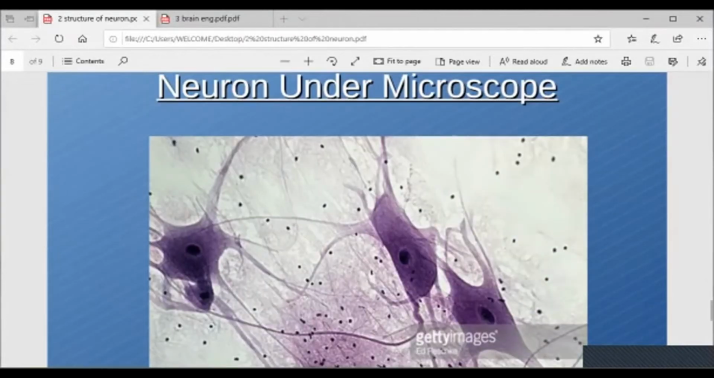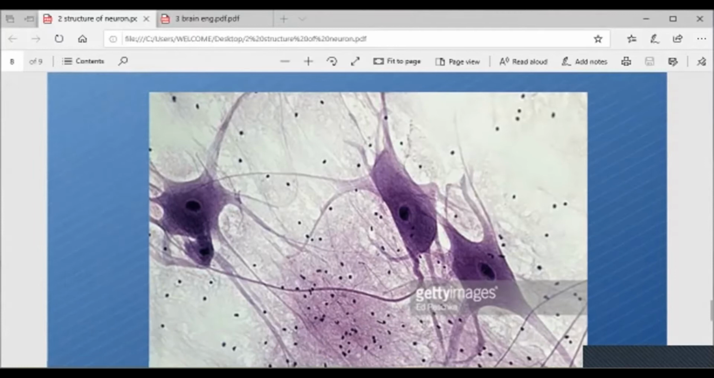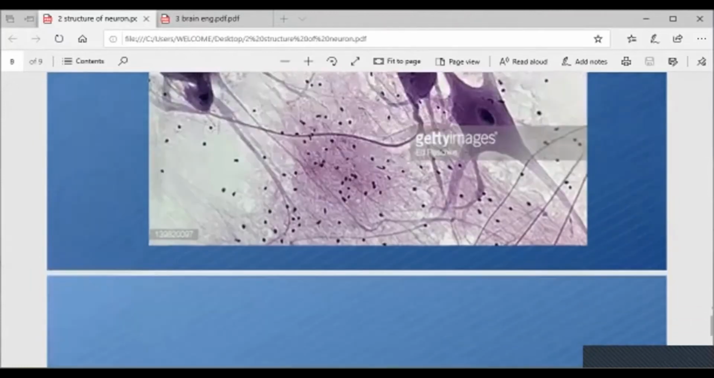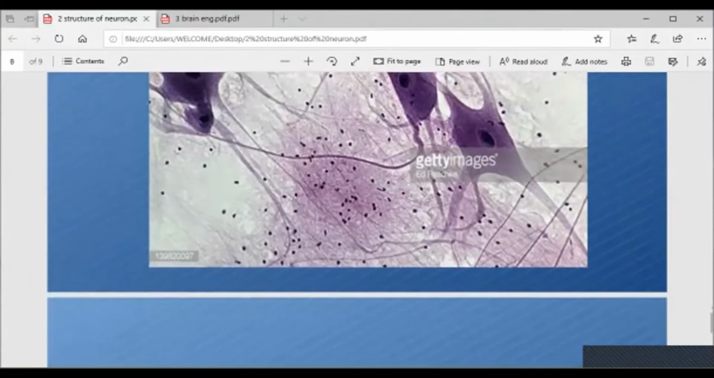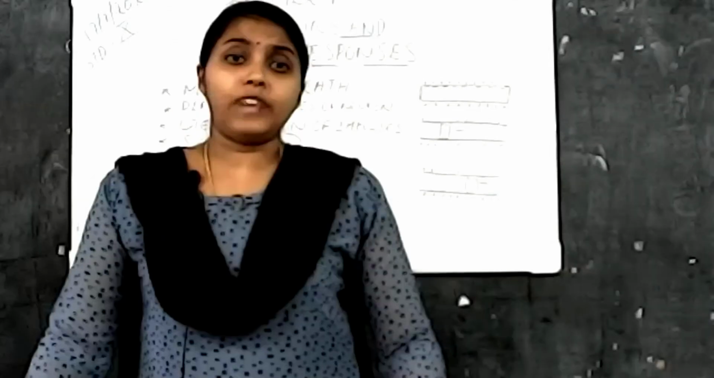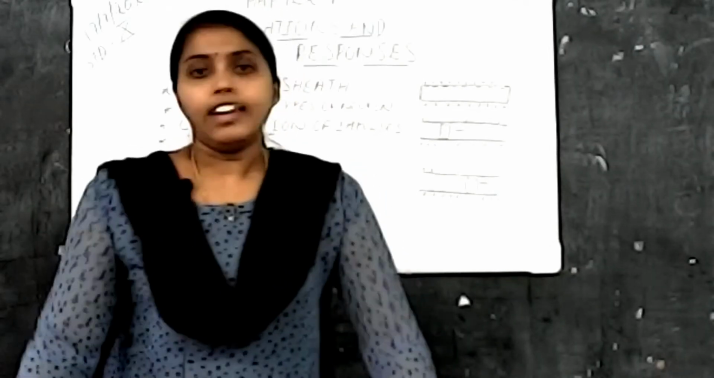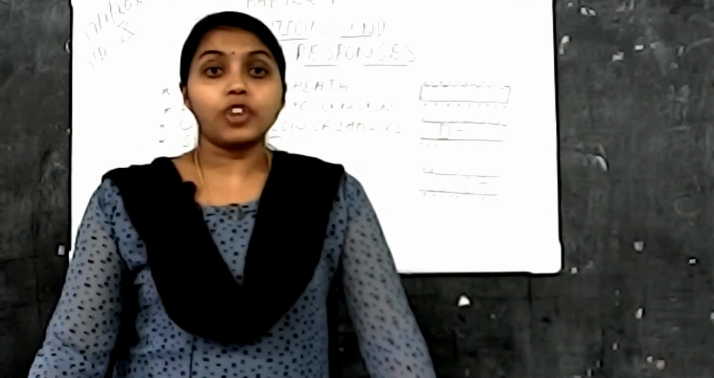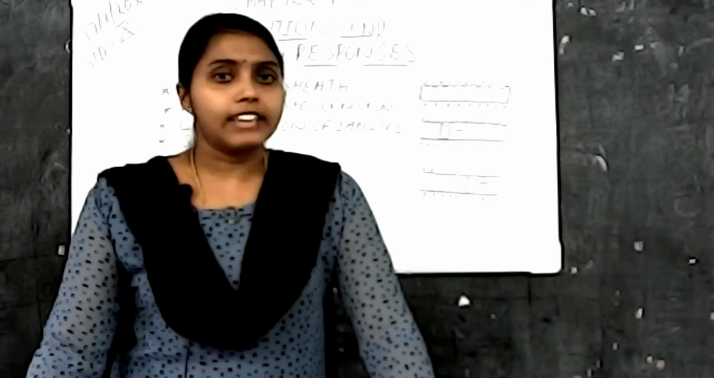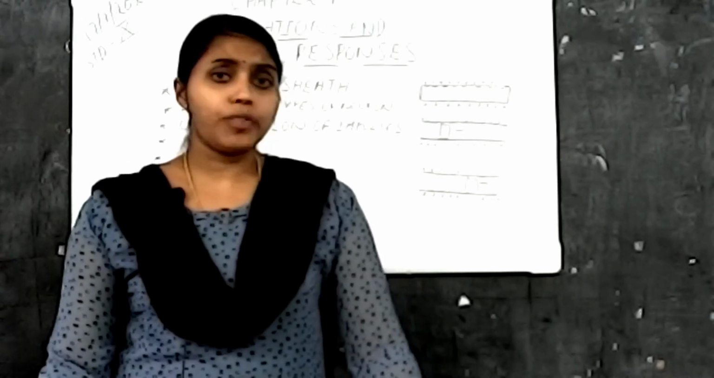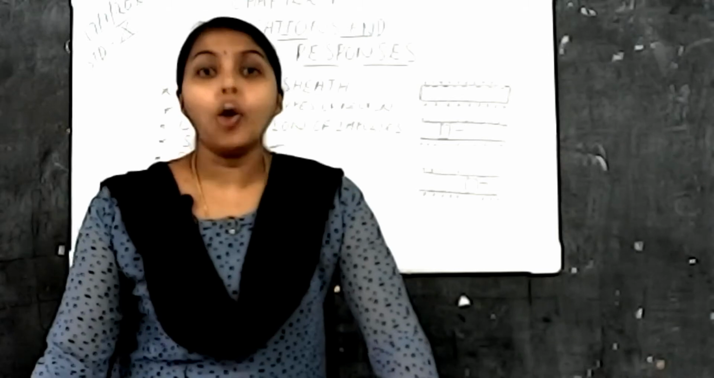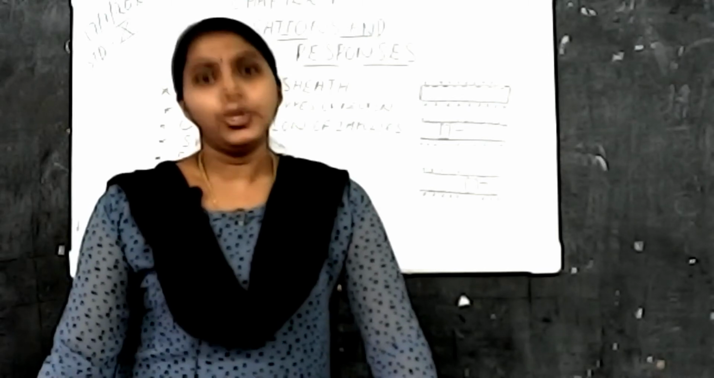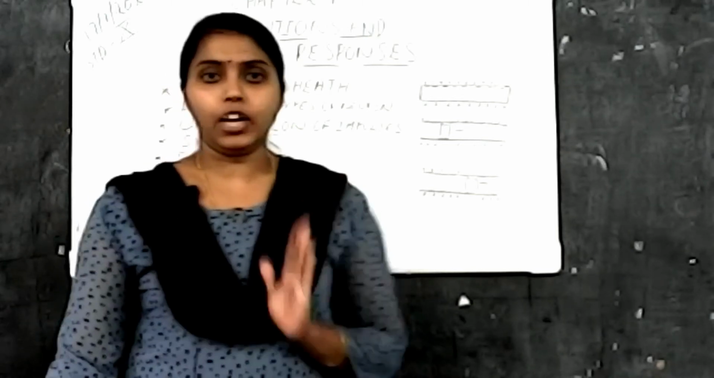Then a neuron under the microscope view. If we are viewing a neuron through a microscope, the structure will be seen like this. Is it clear for you? All these we have discussed in the last class. The structure of the neuron we have discussed in the last class. Only the function of the myelin sheath and how the myelin sheath is formed is the new topic you have studied now.